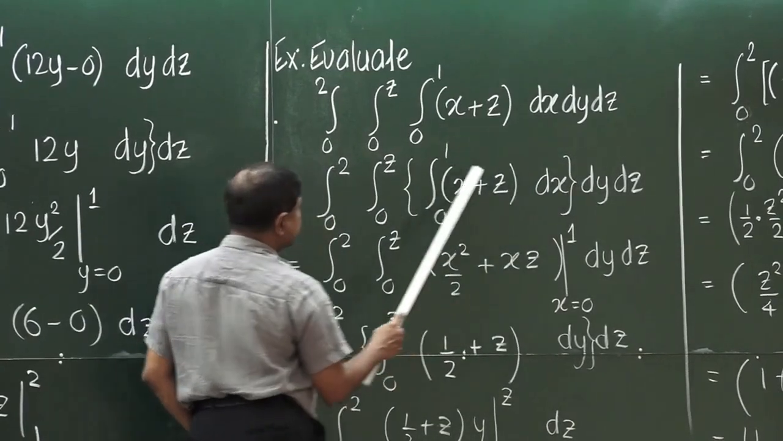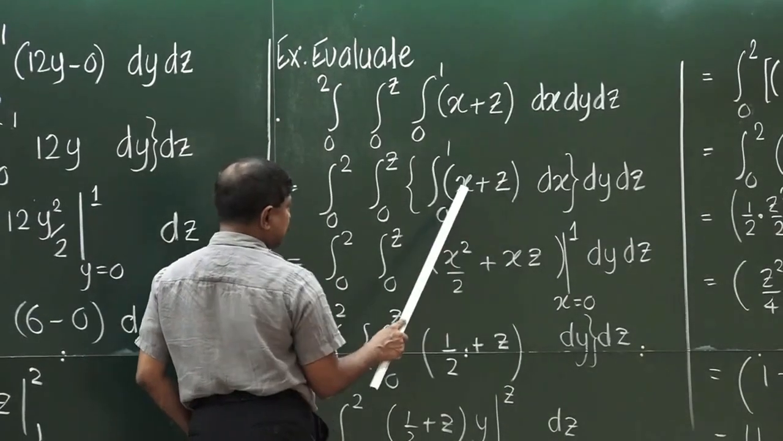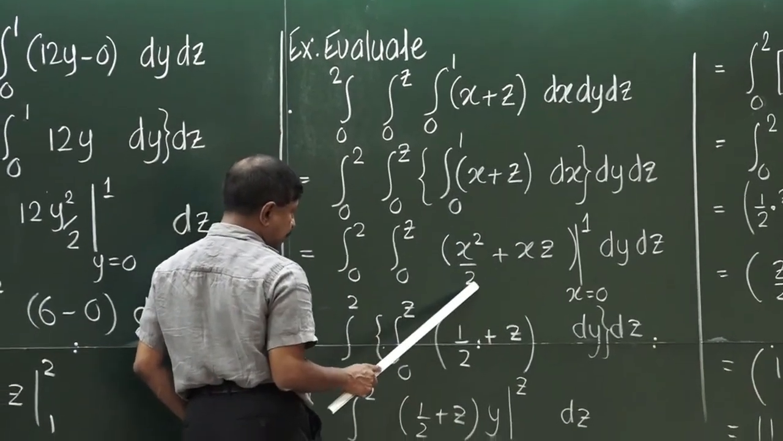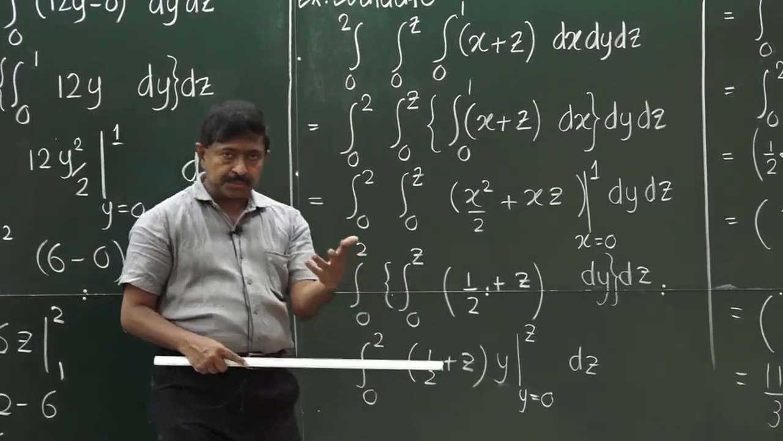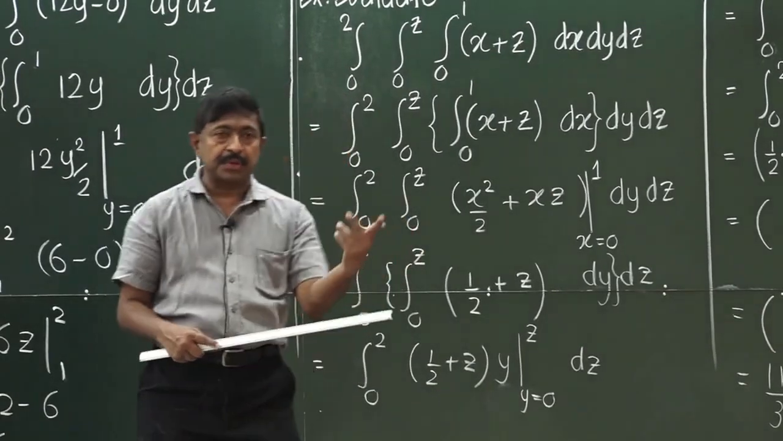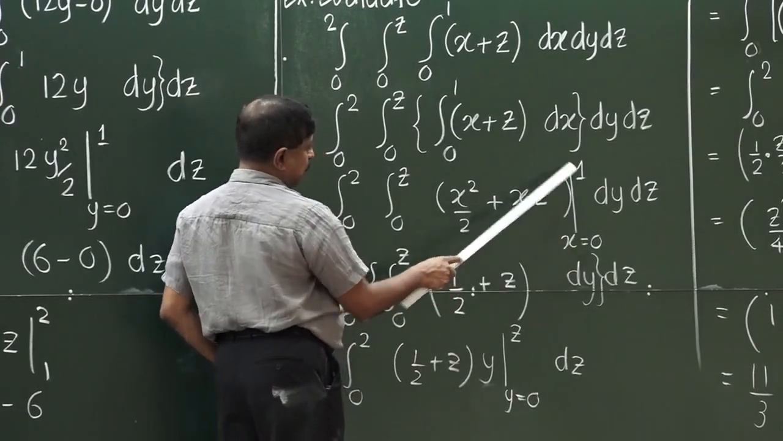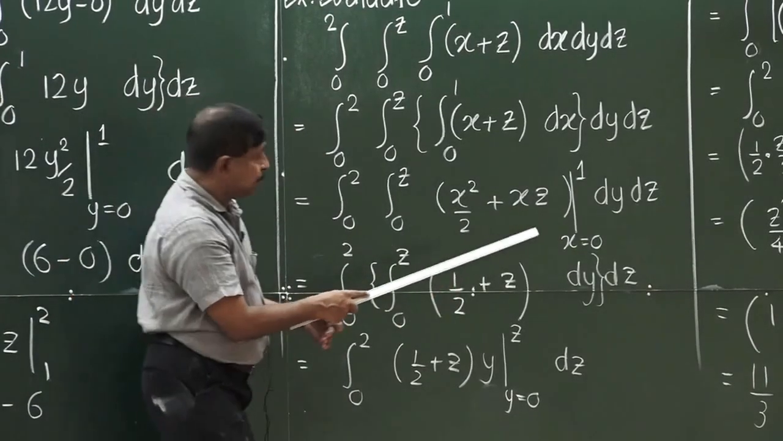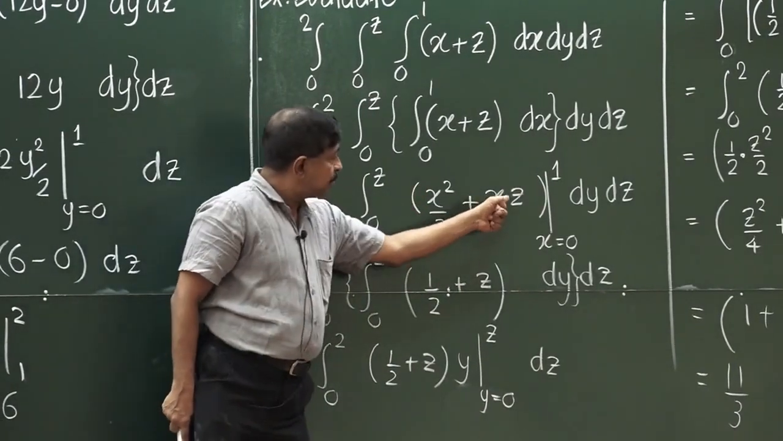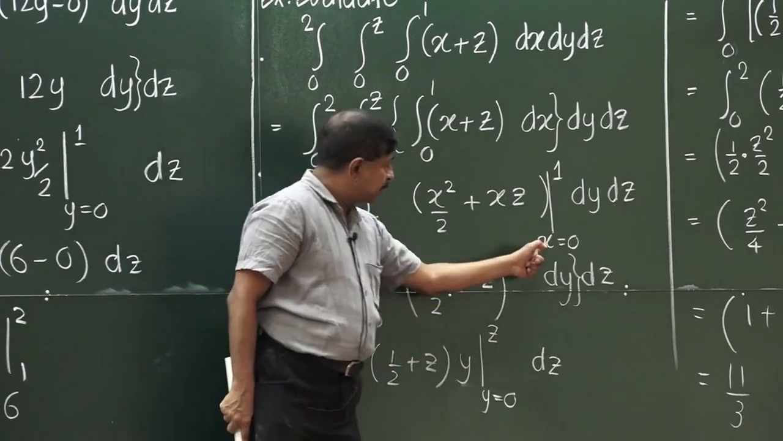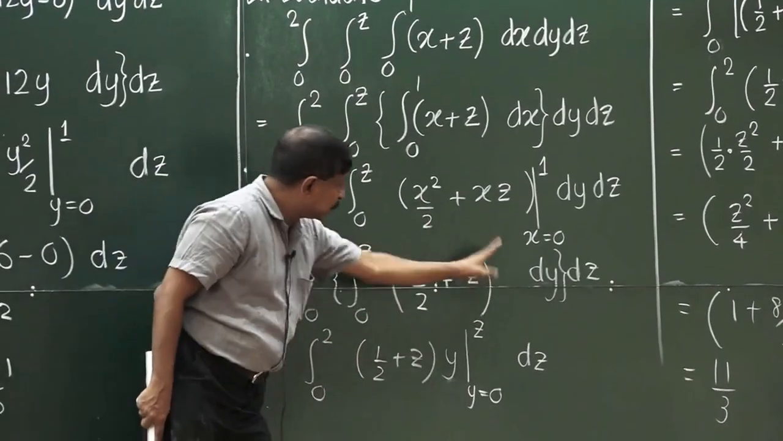Again, for the sake of clarity, let us use a pair of braces. So, x is the variable, therefore, x squared over 2 is the answer. Here z is a constant like 5. When you integrate 5 with respect to x, you get 5x. Likewise, here it is zx or xz. Limits are from 0 to 1. Now, you will plug in the limits. When you plug in 1, you get half plus z. Again, x is the variable of our interest. When you plug in 0, you get 0. You do not have to write it. So, this is what you get.